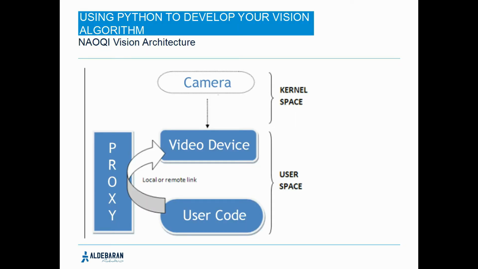Here is the NAO vision architecture. When the user wants to get images from the camera, he subscribes to the NAO module, the video device. Then the video device will communicate with the camera driver to get new images. These new images will then be received by the user code. It's important to understand that the user code can be executed directly on NAO or on a remote computer.